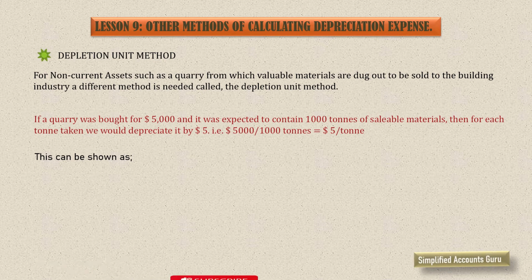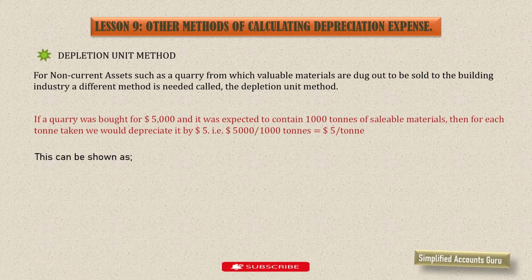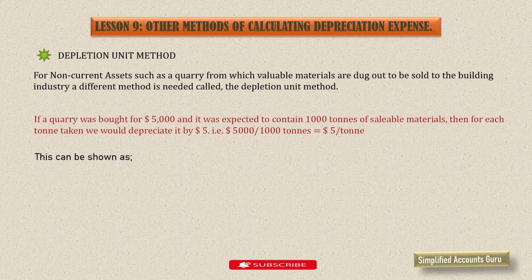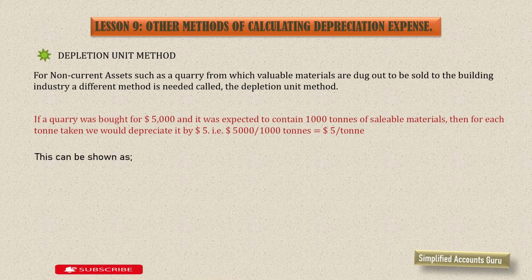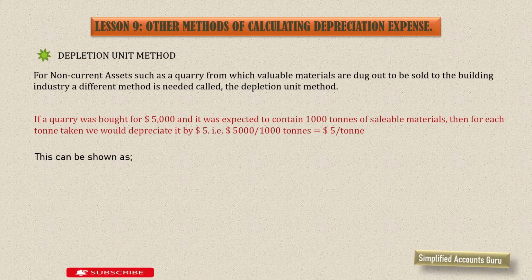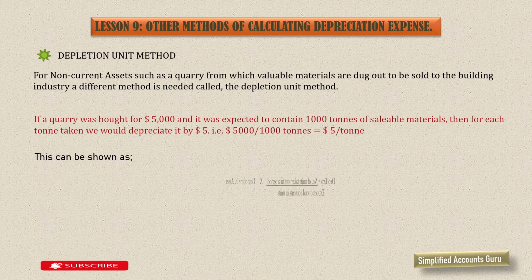You can see an example here: if a quarry was bought at $5,000 and it was expected to contain 1,000 tons of sellable materials, then for each ton taken, we would depreciate it by $5, which means that $5,000 divided by 1,000 tons gives you $5 per ton. So each and every ton that you take out of the sellable material means that your land is being depleted by $5.